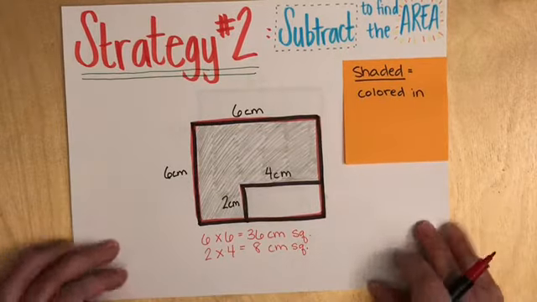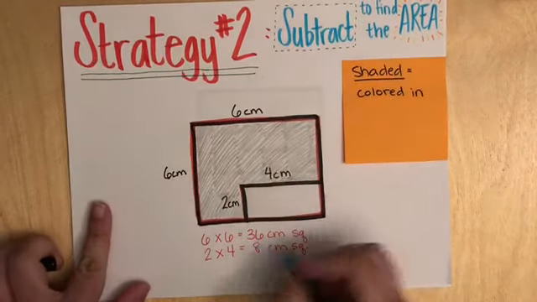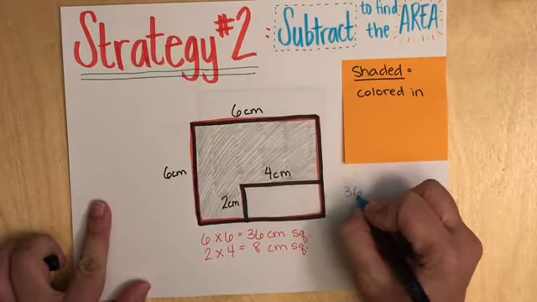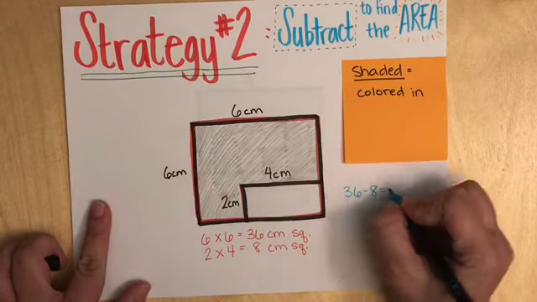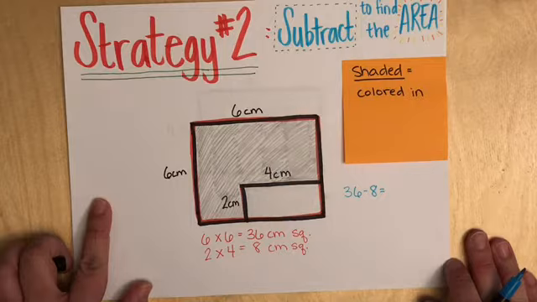We're not done though, because remember, we're going to take our big rectangle and subtract our smaller rectangle from it. So this time we're going to do 36 take away 8 equals. Go ahead and figure that out. Press pause and press play.